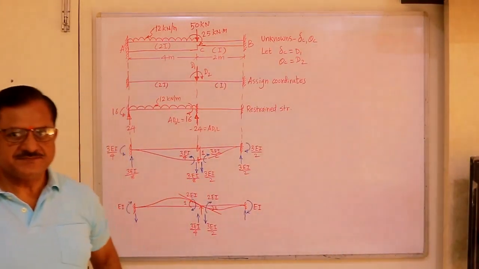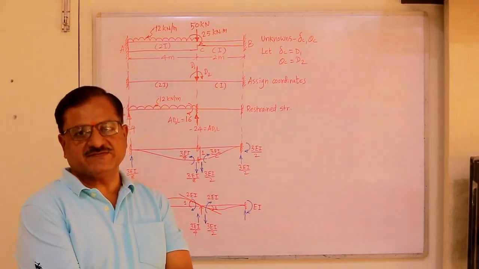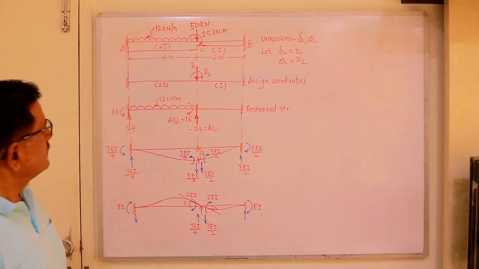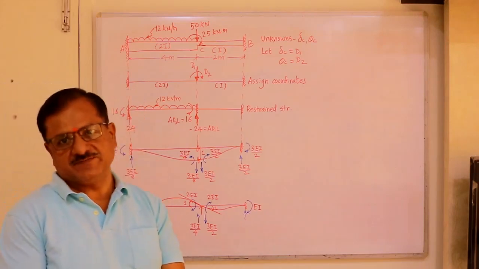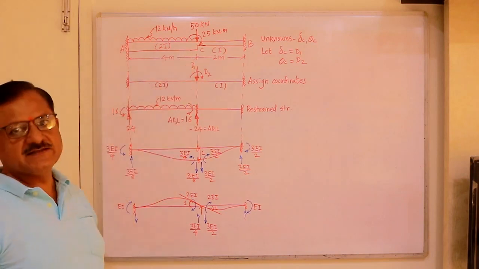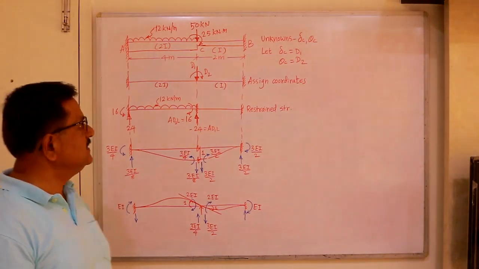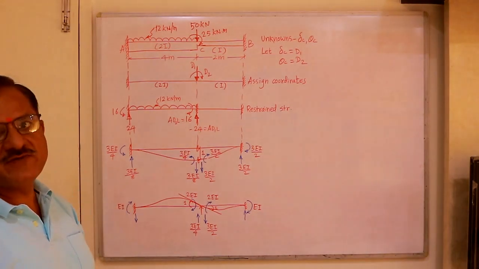Welcome friends. Now let us solve a few more problems by using the stiffness method. So let's consider a problem of a fixed beam. There is a change in cross section at C. For AC, the flexural rigidity is 2EI, and for BC it is EI. The value of I is I.